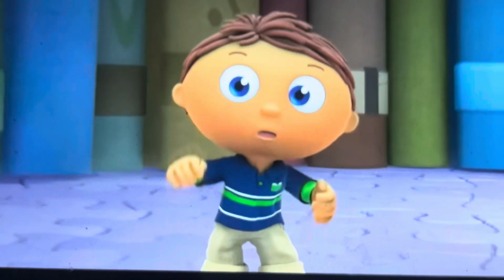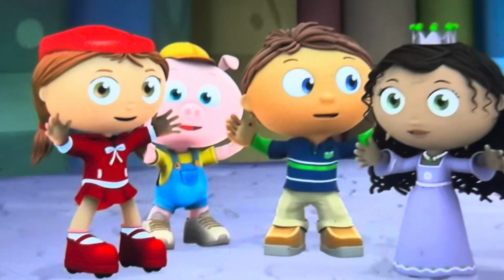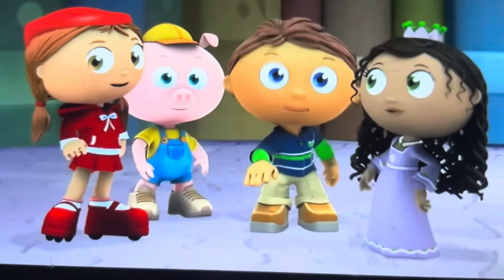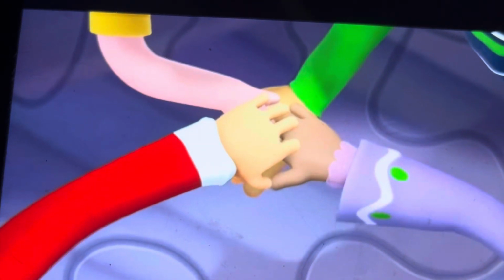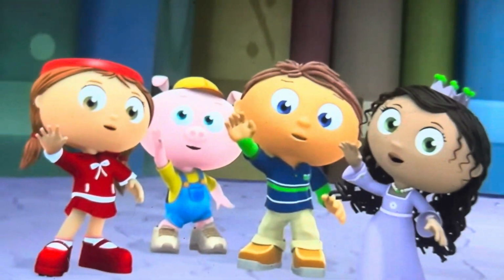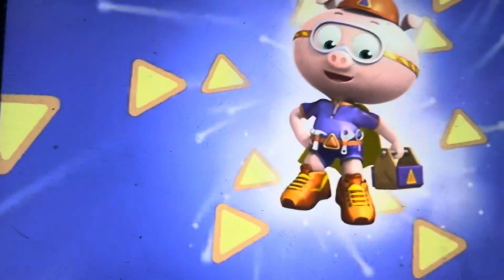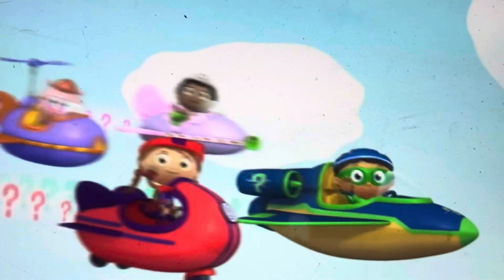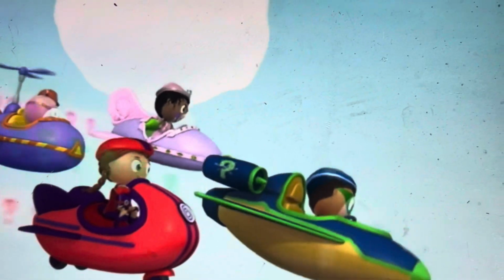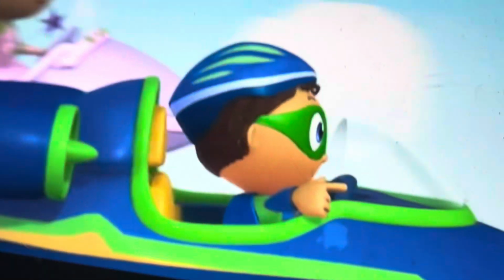It's time to transform. Ready? Ready! Arms in. Put your arm in. Super readers, to the rescue! Alphabet with alphabet power. Super readers, to the rescue! It's time to fly with the super readers, 'cause we've got a problem to solve. Super readers, to the rescue! Super readers, working together.